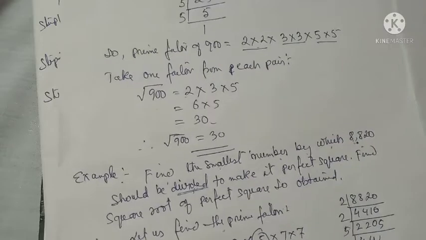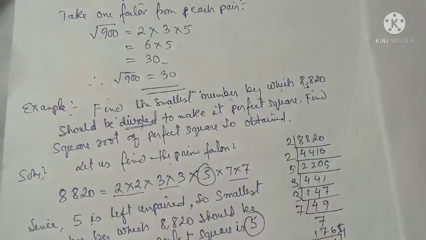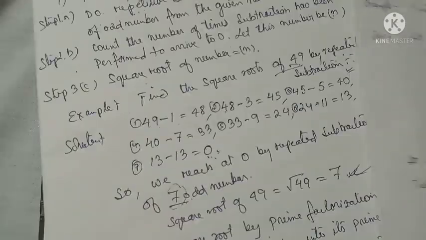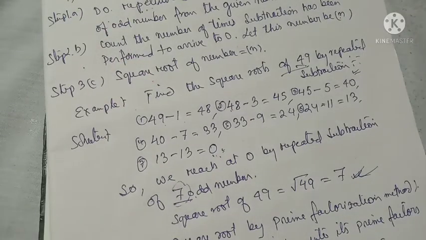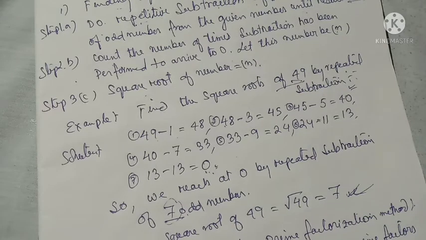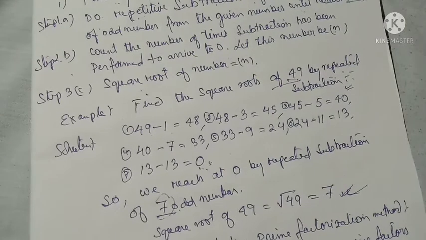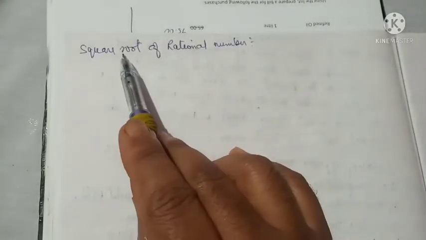Now we have concluded another example of how to find the answer using the method of prime factorization. So we have concluded what a square root is, finding the square root by repeated subtraction, and finding the square root by prime factorization, with a few examples of each. The next topic is the square root of a rational number.